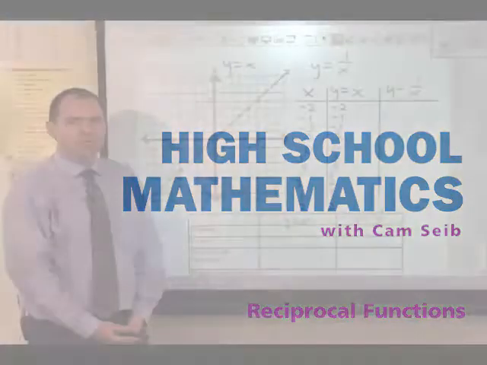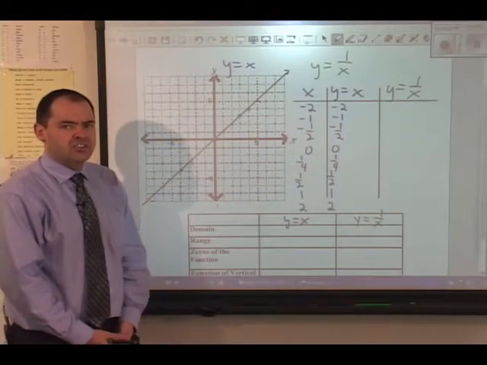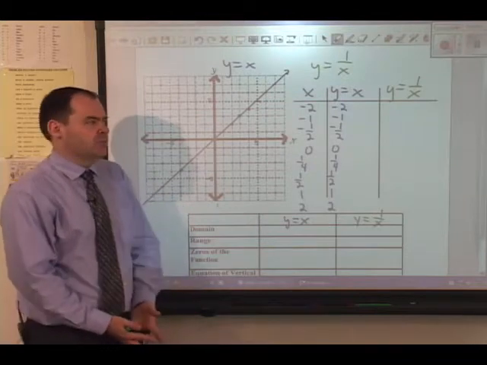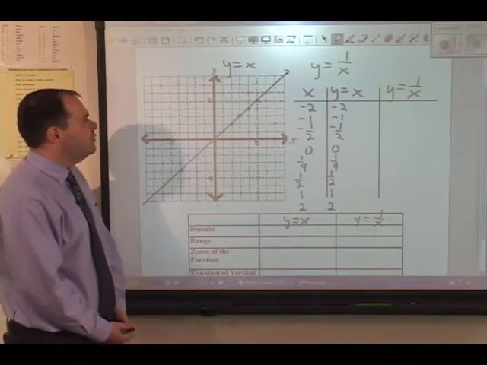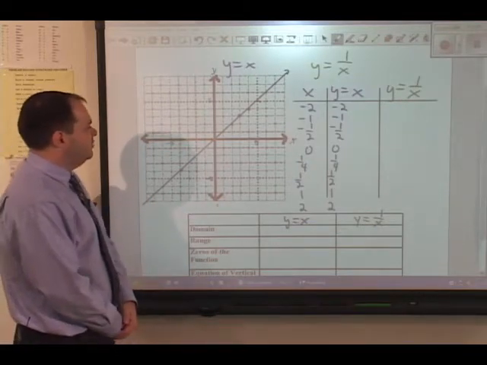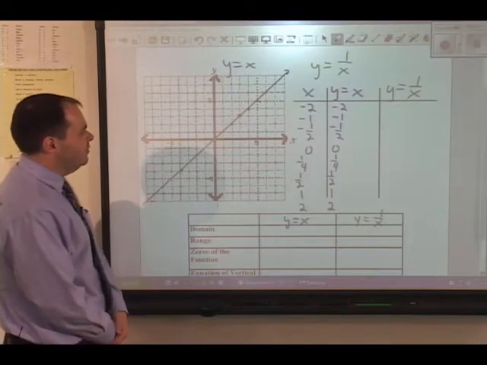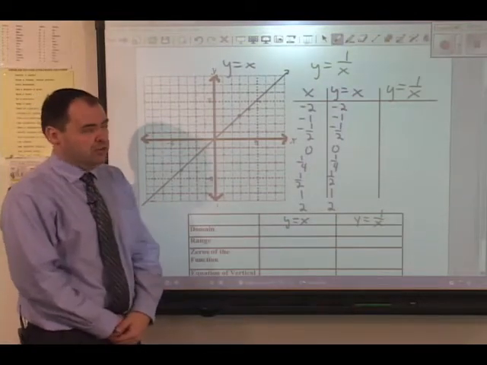Today we're going to look at reciprocal functions and specifically how to take our knowledge of polynomial functions and translate that into the building of a reciprocal function. We're going to begin here with the function y equals x. I've got the graph of the line drawn along with a few sample points. We're now going to build a table of values for 1 over x based on these points.